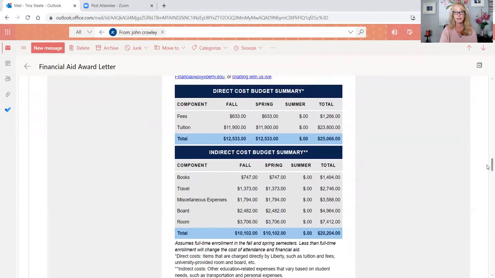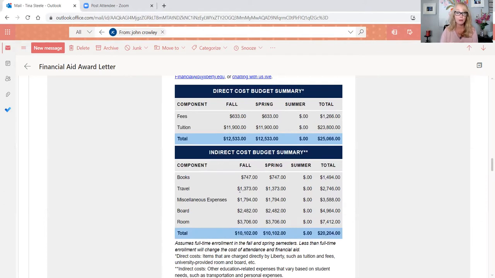So these are costs that are kind of, some of these are estimated while others could be considered a direct cost. And what I mean by that, you'll see there's a budget in here for books of $747 each semester. Books could cost more or less than that.